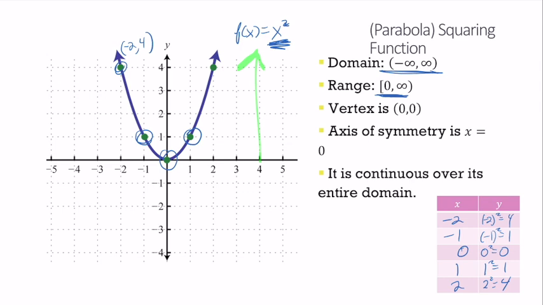Our vertex, as I've said before, is where our graph looks like it's switching from negative slope to positive slope, and it's where our line of symmetry goes through. So in this example, our vertex is (0, 0), and that axis of symmetry is when x equals 0. And it's continuous over its entire domain, meaning I can draw it without picking up my pencil.